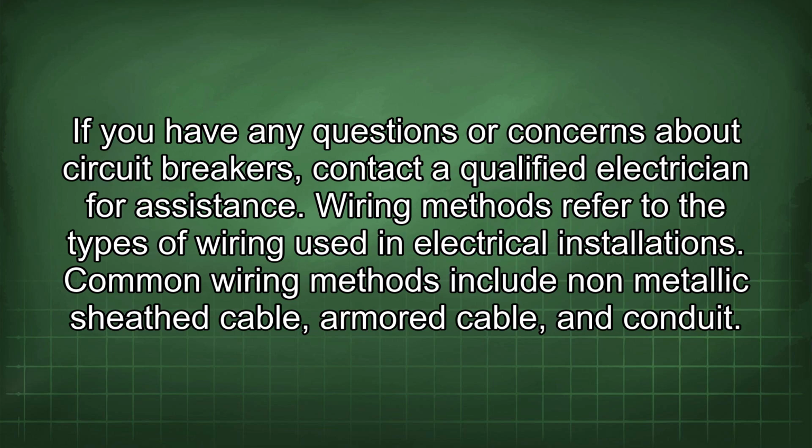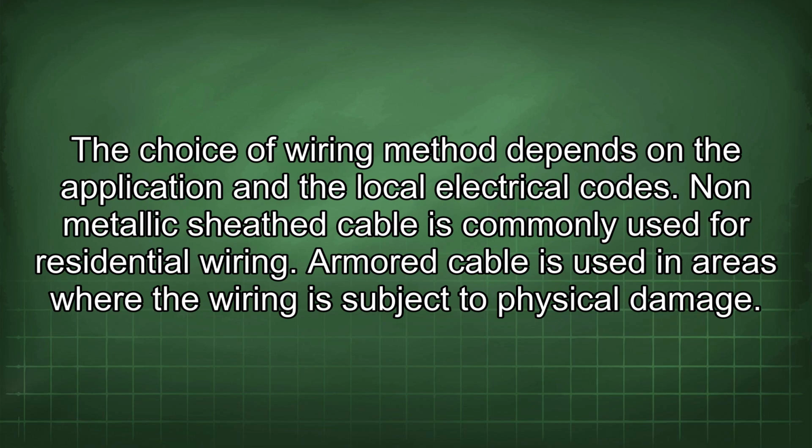Wiring methods refer to the types of wiring used in electrical installations. Common wiring methods include non-metallic sheath cable, armored cable, and conduit. The choice of wiring method depends on the application and the local electrical codes. Non-metallic sheath cable is commonly used for residential wiring.